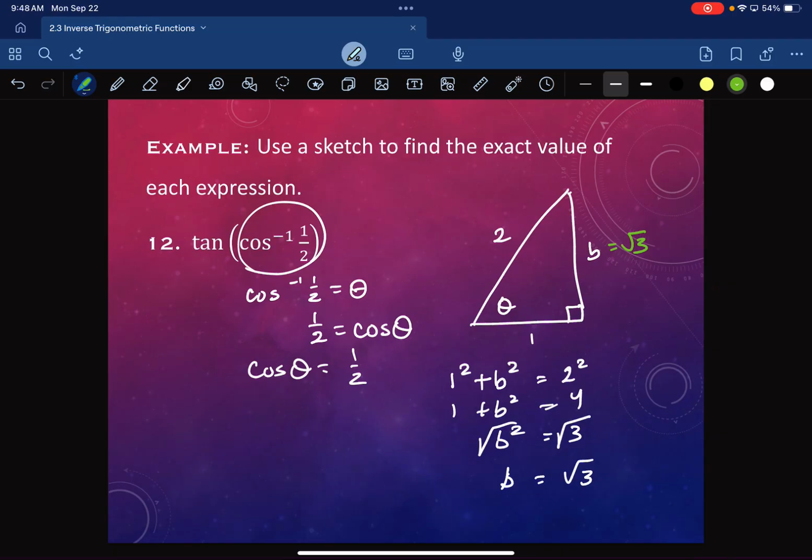Okay, we've done all the work. The last step is to read the tangent value off of the work that we've done. What is the tangent value of this angle that we've created? It is square root 3 over 1, or feel free to just write it as square root 3.